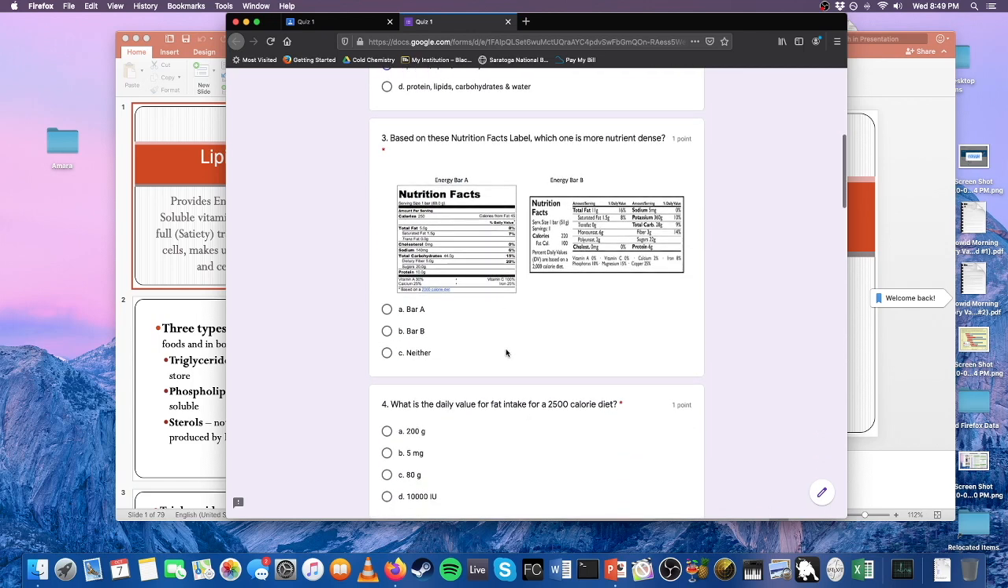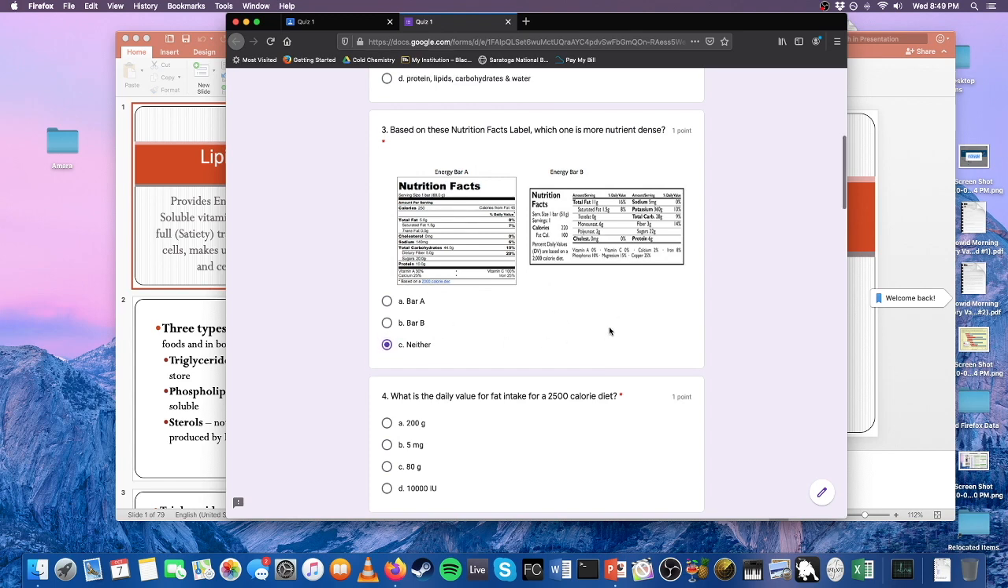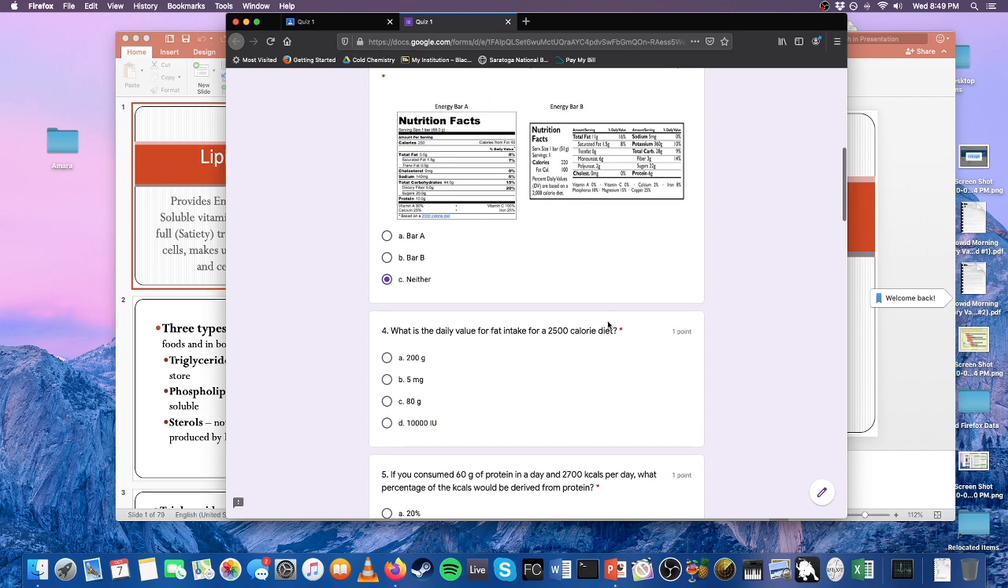Question 3. Based on the nutrition facts label, which one is more nutrient dense? Now this one was a bit of a trick question because if you look at the actual quantities of nutrients and the amount of calories in each of these foods, they're about equal. So neither of them is more nutrient dense. They were both fairly nutrient dense.